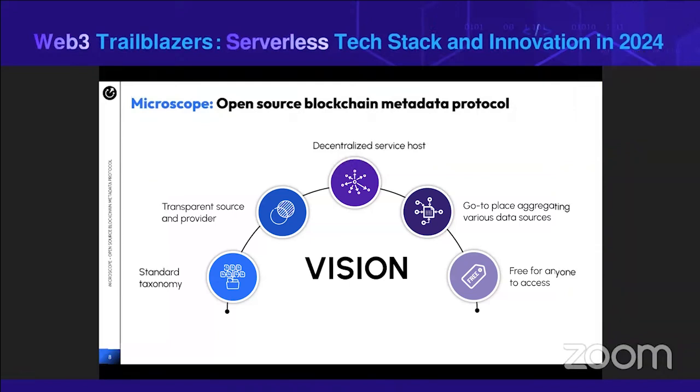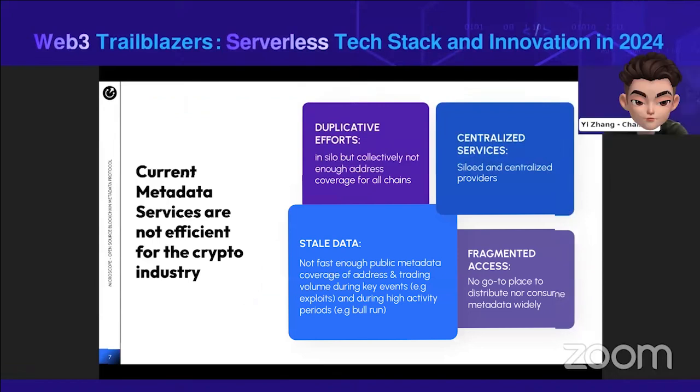Probably 15 seconds, I guess. 15 seconds. So let's just speed up.